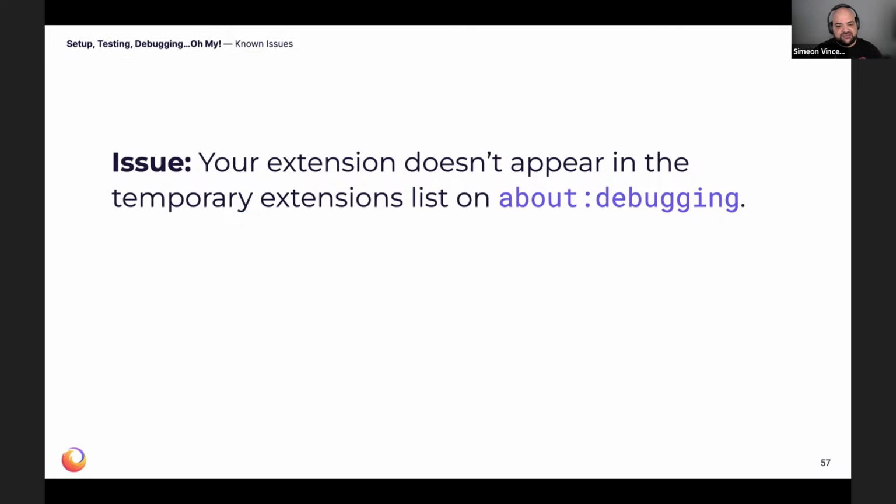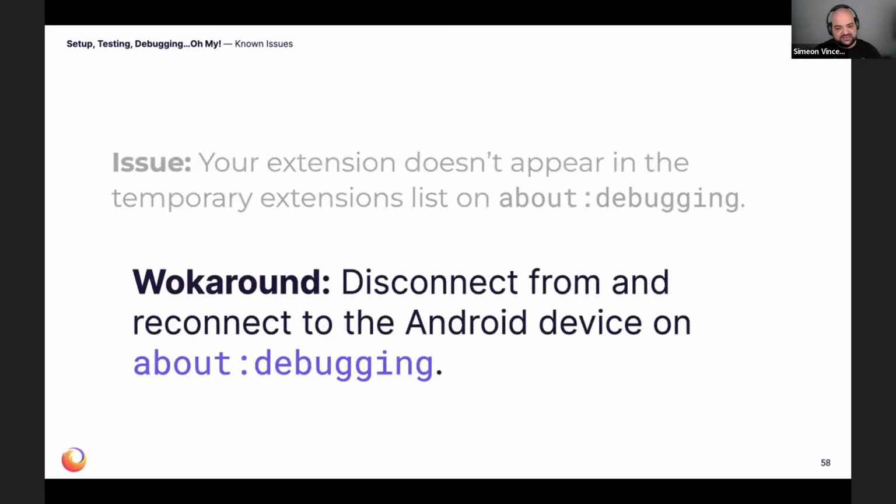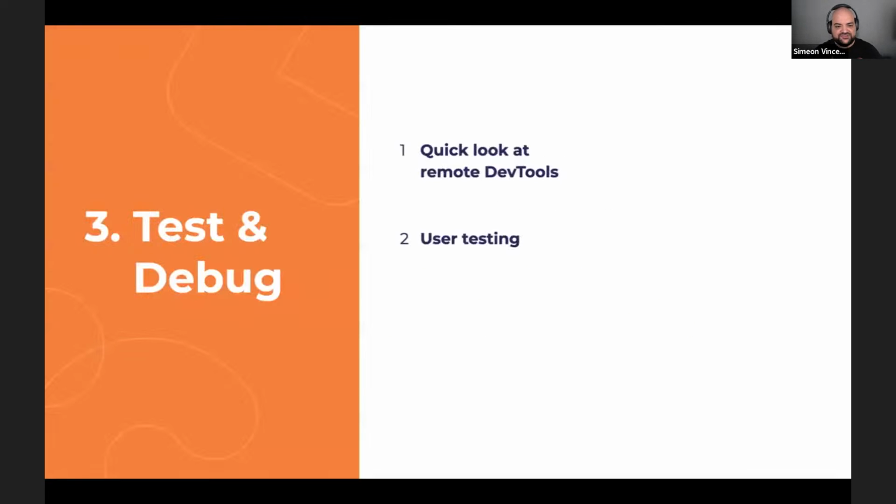Sometimes an extension won't appear in the temporary extensions list on About Debugging. When that happens, again, the solution is pretty straightforward: just disconnect and reconnect. All right, with all of that said, let's take a look at a couple of issues related to testing and debugging your extension on Android.